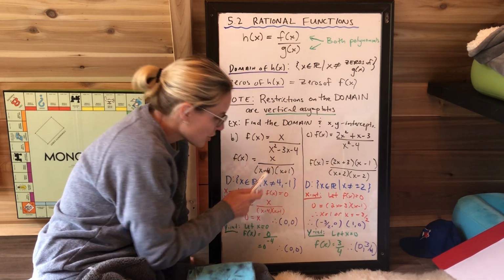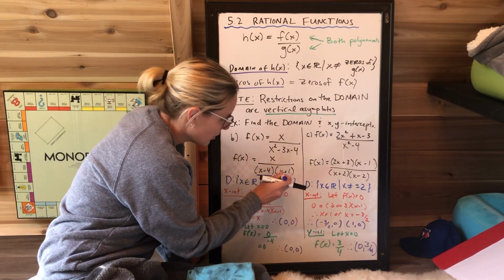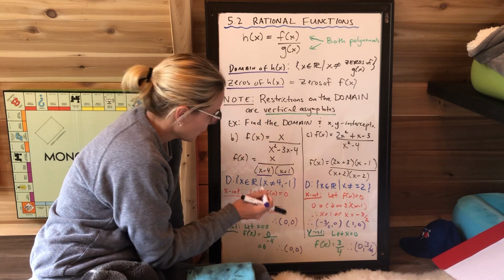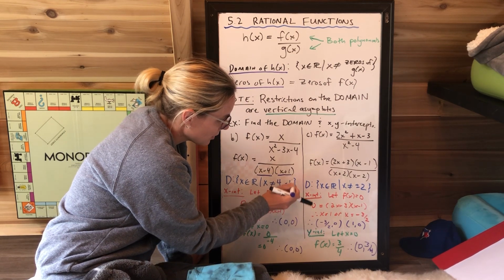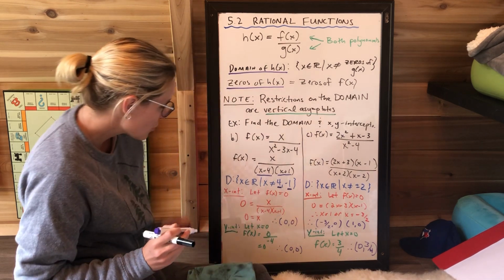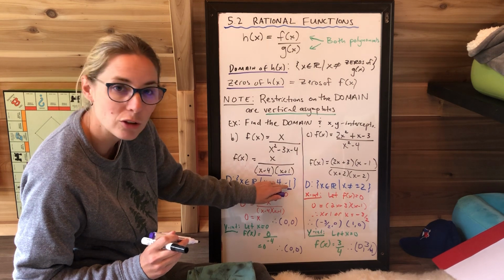So the two restrictions on this denominator are that x minus 4 can't be 0 and x plus 1 can't be 0. Well, x minus 4 is only 0 when x equals 4. X plus 1 is only 0 when x equals -1. So those are the restrictions on our domain. These will also be our vertical asymptotes.